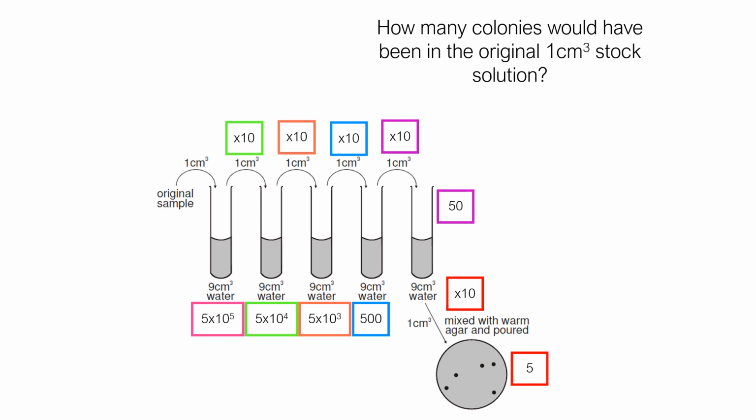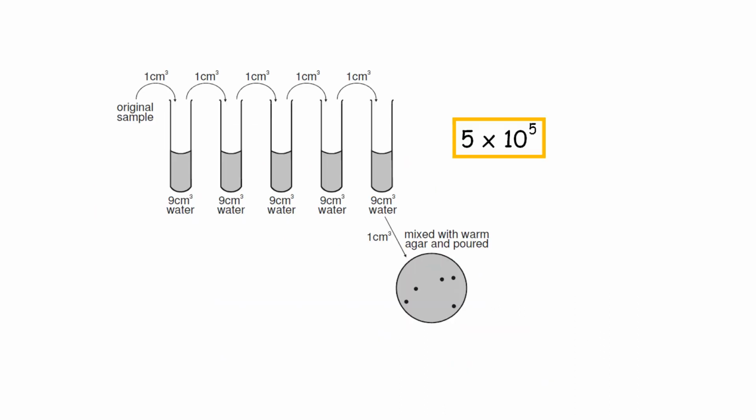And this is where we start using scientific notation. In this first test tube, on the left, we've multiplied 5 by 10 5 times, so it's 5 times 10 to the 5. Remember, our original sample is what introduced all the colonies into our first test tube on the left. So 5 times 10 to the 5 is the number in our original sample. So how many in the original sample? 5 times 10 to the 5.